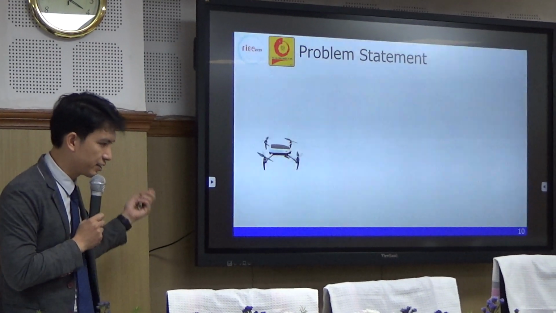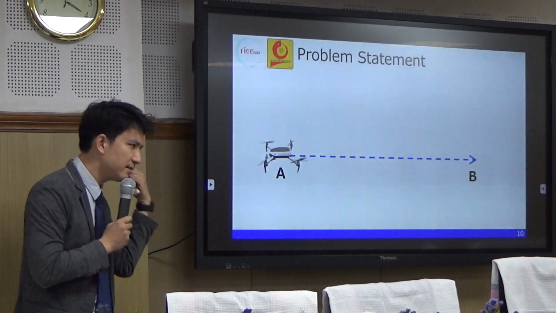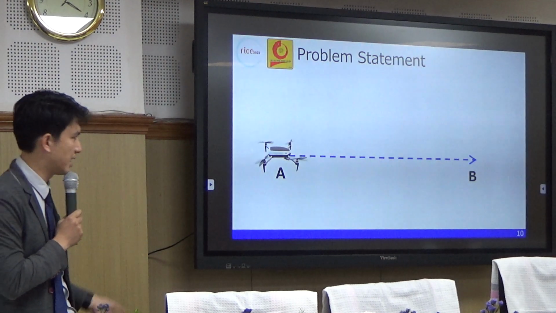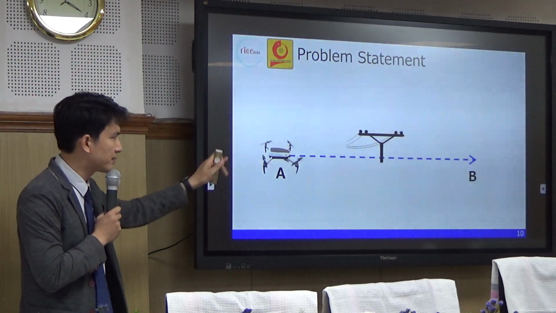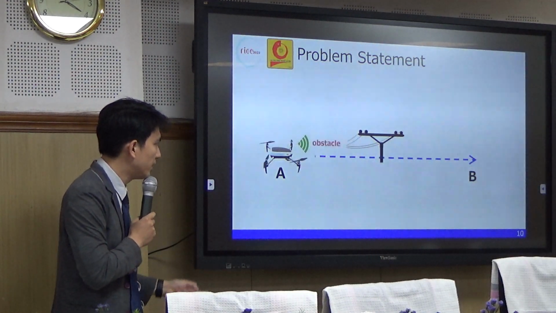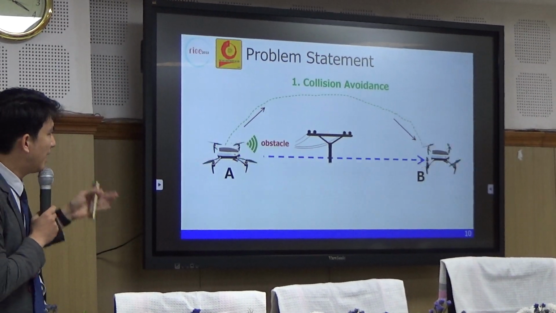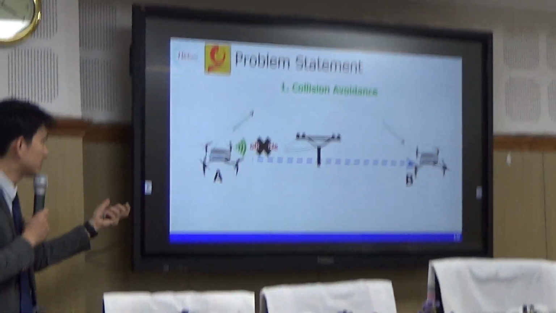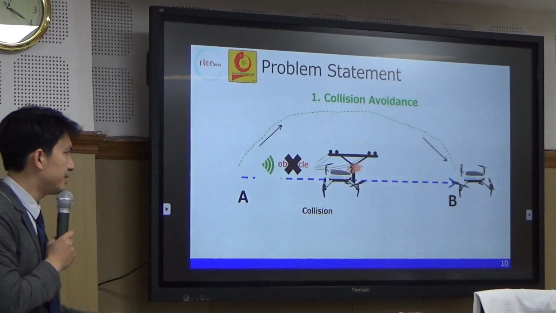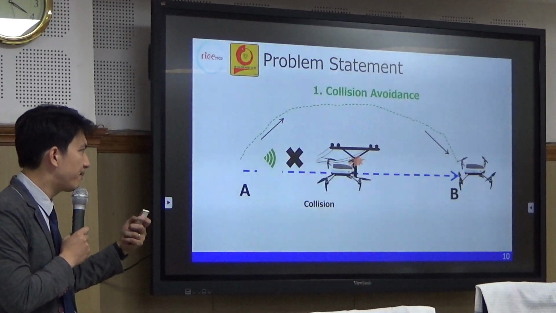Normally a drone needs to move from A to B. If there is no obstacle, nothing happens. However, if there is an obstacle and the drone can sense it, it will move in another direction. This is called collision avoidance. However, what happens if the drone cannot sense the obstacle? The collision happens, and when the collision happens, the drone cannot keep flying.